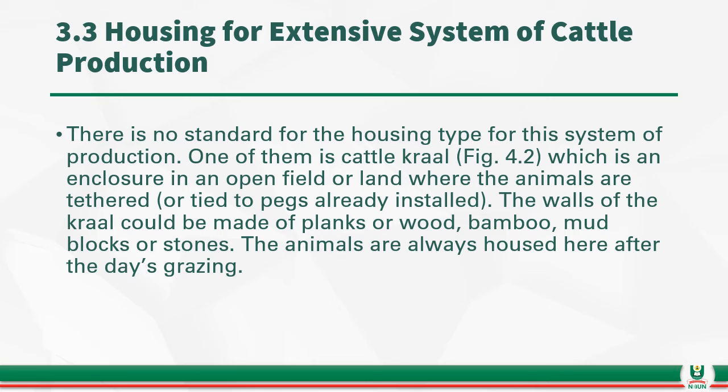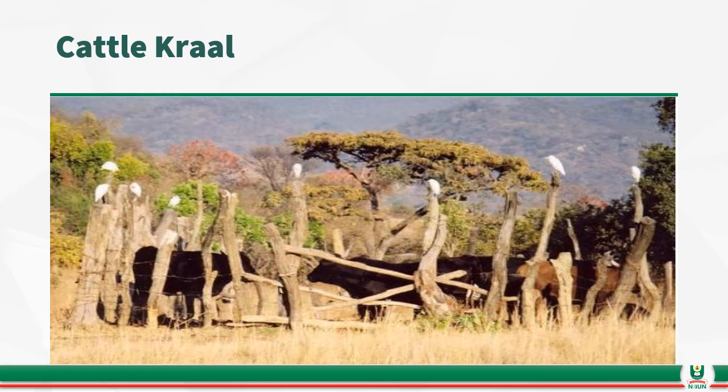Now, the housing for the extensive system of cattle is less expensive. There are no standards for the housing of this type of system of production. One of them is called the cattle kraal, which is an enclosure in an open field or land where the animals are tethered or tied to pegs already installed. The walls of the kraal could be made of planks or wood, bamboo, mud blocks or stones. The animals are always housed here after the day's grazing. This is a typical example of a cattle kraal.